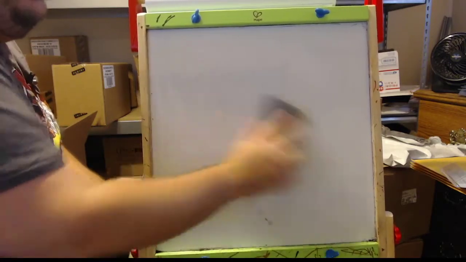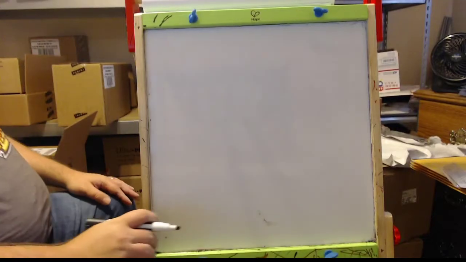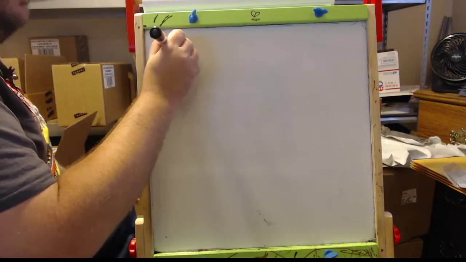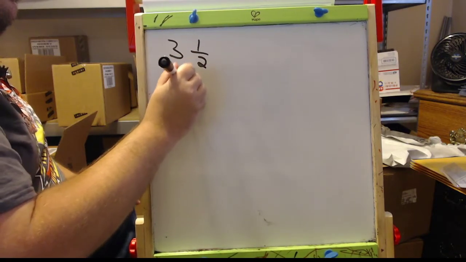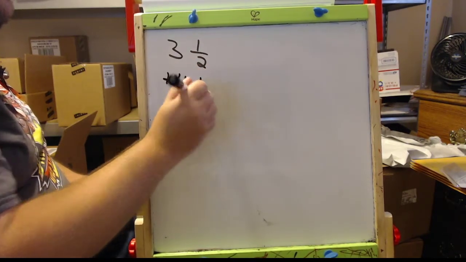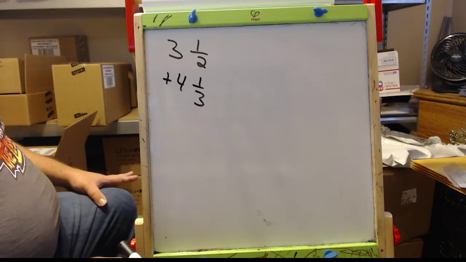How about multiplying? Let's do multiplying now. Well, while we're on adding and subtracting, what if I had a mixed number, 3 1/2 plus 4 1/3, and I wanted to add those together? Well, you could do it two ways.